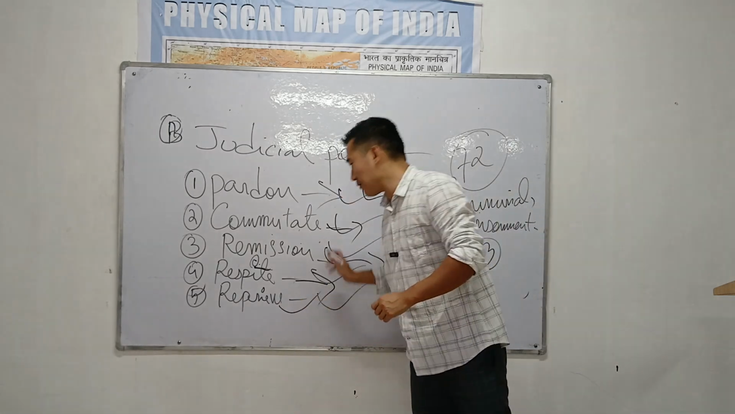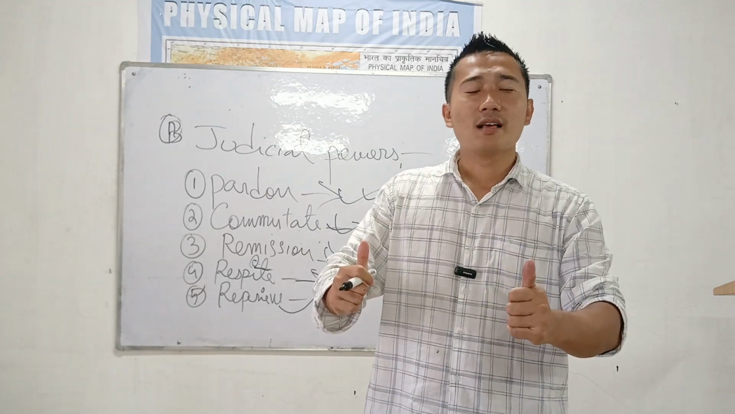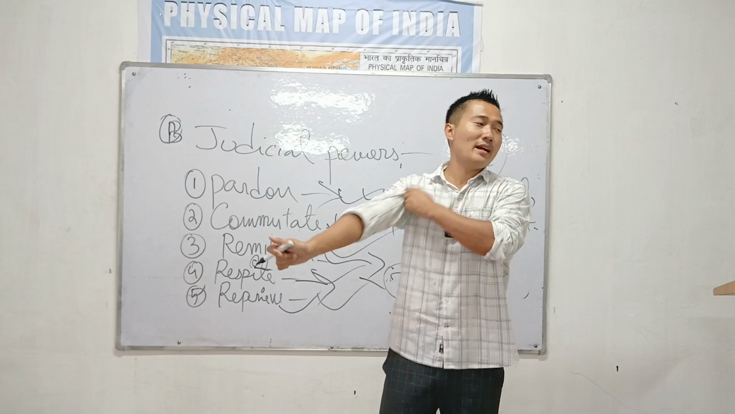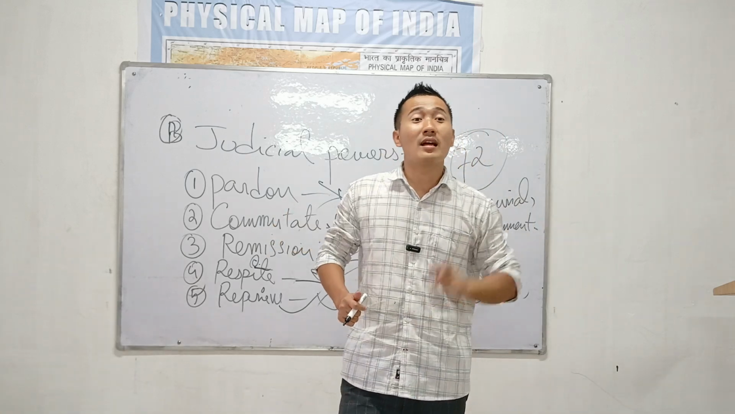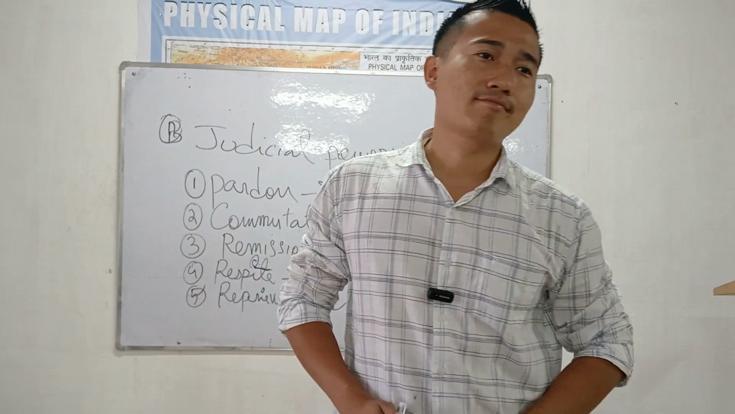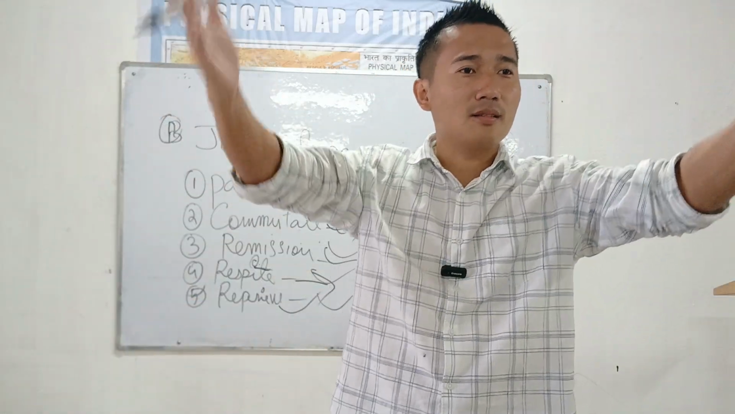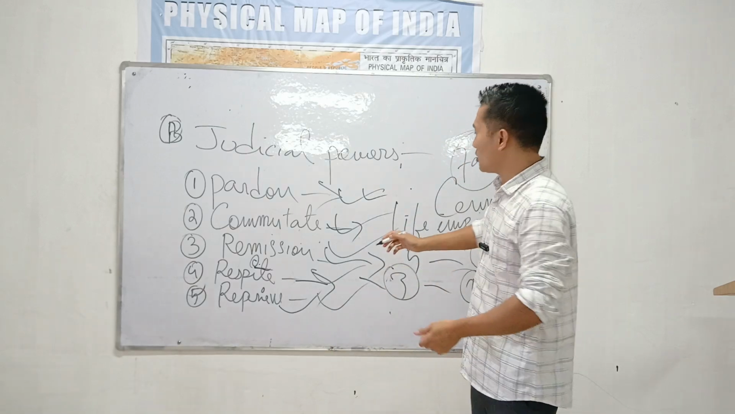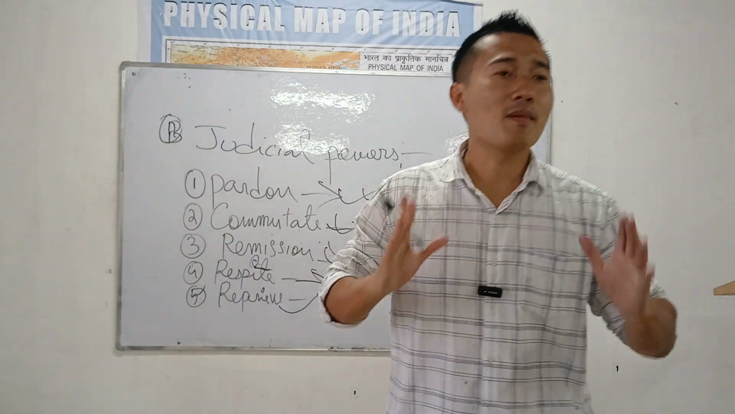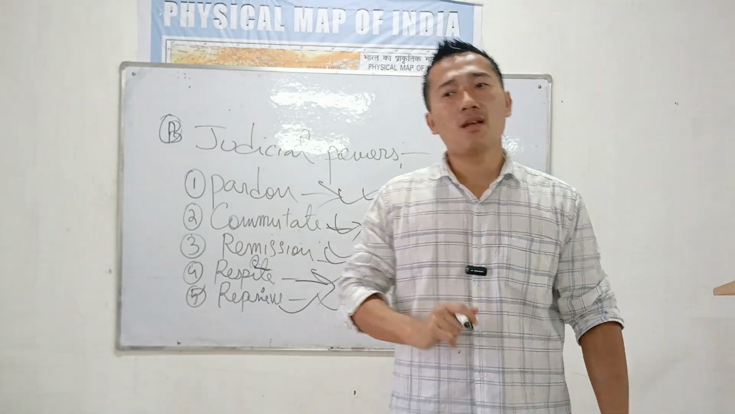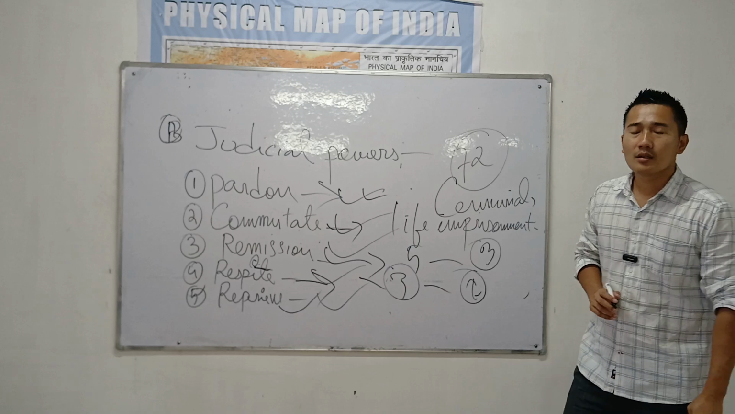Last is reprieve. Reprieve means you're going to be hanged. Suppose the court gives you a judgment that this Mr. A is going to be hanged tomorrow. But no, do not hang him tomorrow. Let's give him 1 more month, in order to unite with his family members or with the Almighty, at least 1 month. So reprieve means stay of the execution order. You're going to be hanged, but still, give him some more time. So this is all about the bargaining power of the President of India.